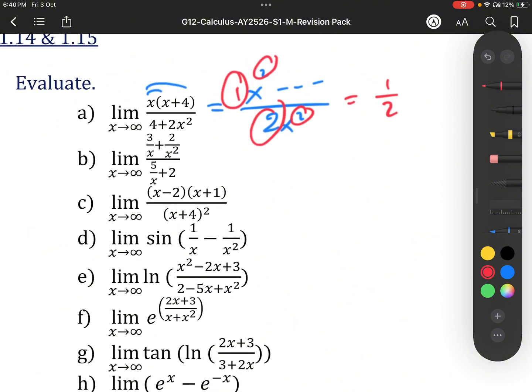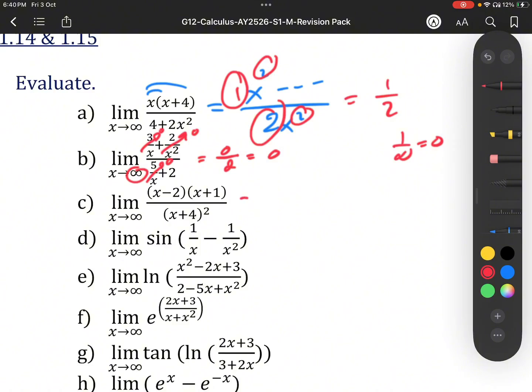B, we need to remember that when you divide a number by infinity, it is 0. So x going to infinity, 3 over infinity is 0, 2 over infinity squared is 0, 5 over infinity is 0. So we have 0 over 0 plus 2, which is 0 divided by 2, which is 0.